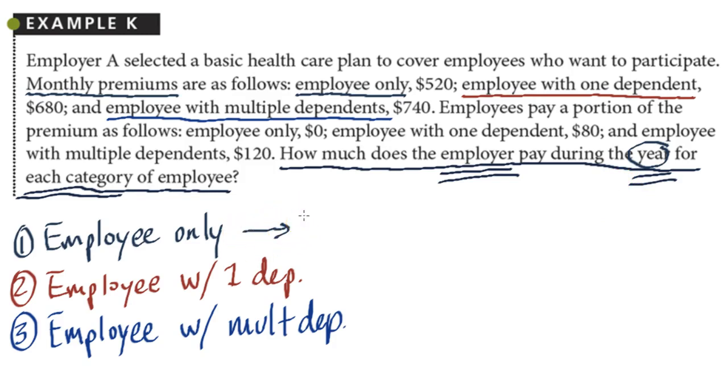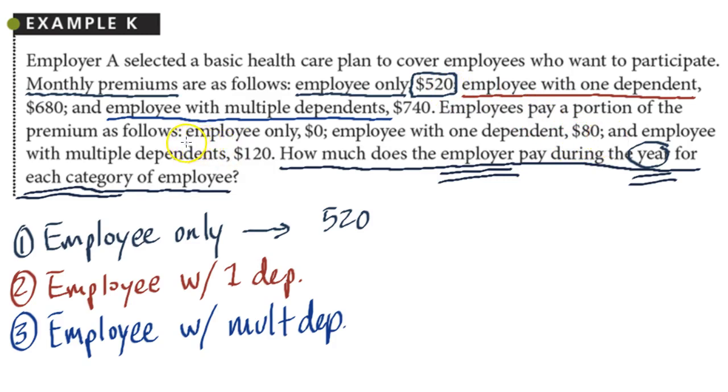Okay, so employee only. Notice that this top portion, this $520, is the monthly premium that the employer pays. This is the employer portion. So again, we want this in terms of how much the employer pays. So this is a positive amount. $520 is how much the employer is covering. And on the bottom section of this problem, it says employee pays. So this is how much the employee pays of this premium.